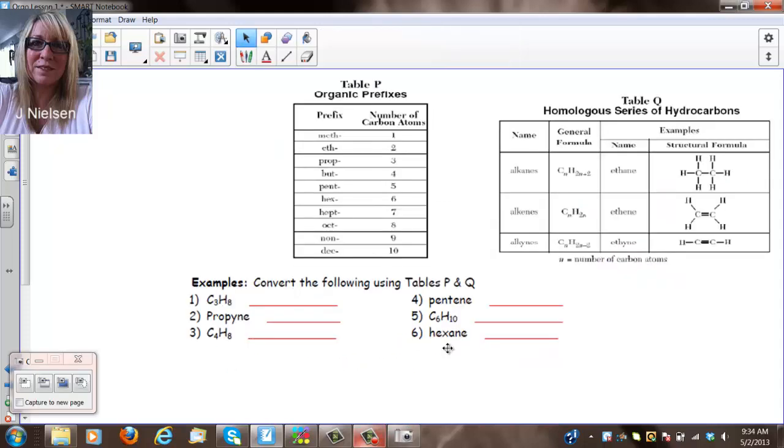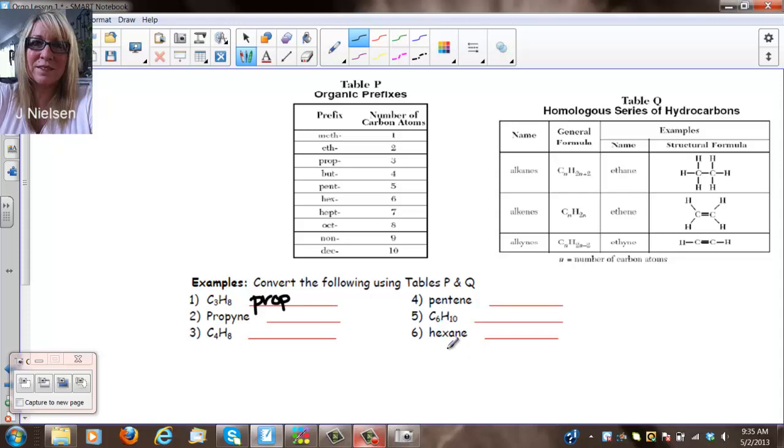Okay, so table P gives us organic prefixes, and table Q tells us whether it's an alkane, an alkene, or an alkyne. And we're going to use the general formula that you see here. CnH2n plus 2 for alkanes, where n equals the number of carbon atoms. CnH2n for alkenes, and CnH2n minus 2 for alkynes. Right away, you know that you have 3 carbons, so your prefix is going to be prop. But you don't know if it's propane, propene, or propyne by looking at the formula.